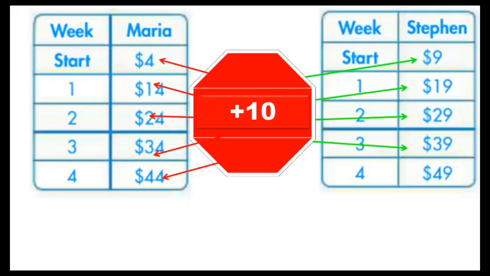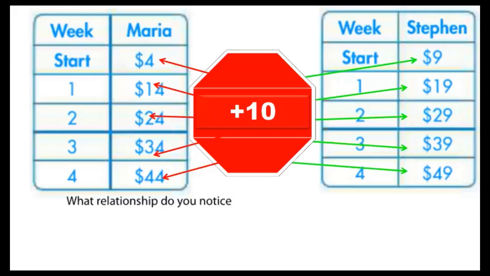From where do you get that? From the amount of money they started with. I know that Stephen started with 9 and Maria started with 4. Since I know that, I can subtract 9 minus 4 to get the difference between them, $5 more for Stephen than Maria. So each time you apply the same pattern, you still have the same difference.